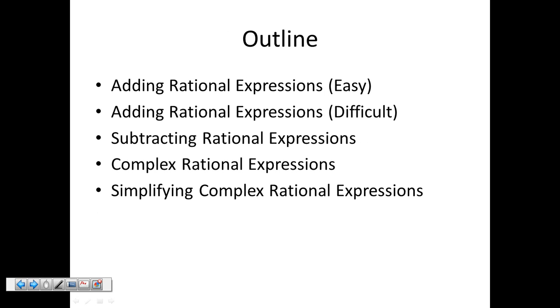Our outline for the video: we're going to take a look at adding rational expressions that are quote-unquote easy. We're going to take a look at adding rational expressions that are a little more difficult. We're going to take a look at subtracting rational expressions. We're going to take a look at what a complex rational expression is. And then we're going to end by learning how to simplify these complex rational expressions.